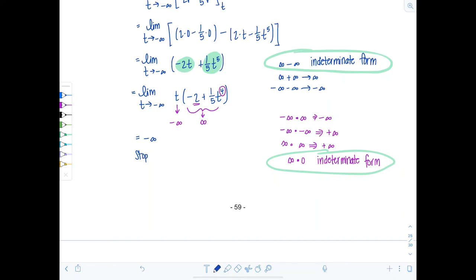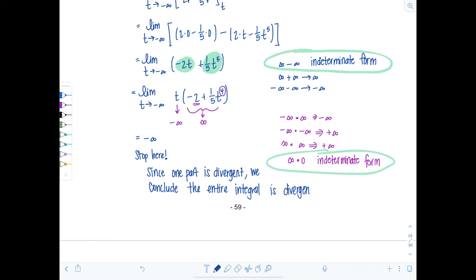And just stop here. You don't even have to do that second integral with the limit as s approaches infinity. Why? Well, since one part is divergent, we conclude the entire integral is divergent. Okay? And it does not matter what the other integral approaches. It could be a finite number, it could be positive infinity, it could be negative infinity as well. It doesn't matter. Game over, it's divergent.